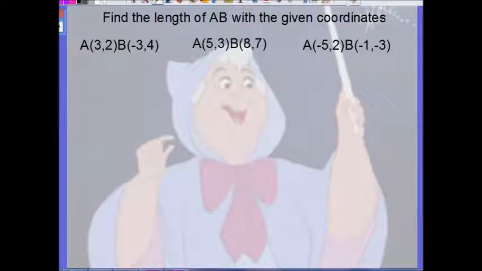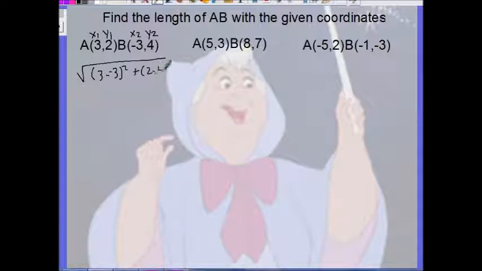So now we're going to find the length of AB with the given coordinates. So here we go. For our first one, A, which is our first pair of xy, is 3, 2. We're going to call that x1, y1. Our B, our second, we're going to call x2, y2. And let's plug it into our distance formula. The square root of x1 minus x2 squared plus y1 minus y2 squared. Two negatives make a positive. And let's clean that up.